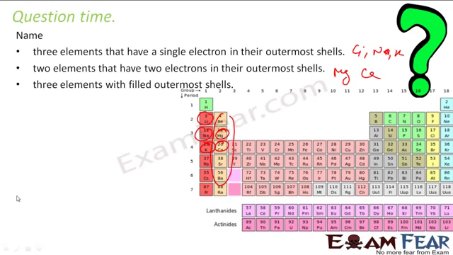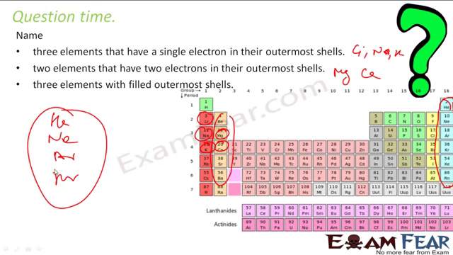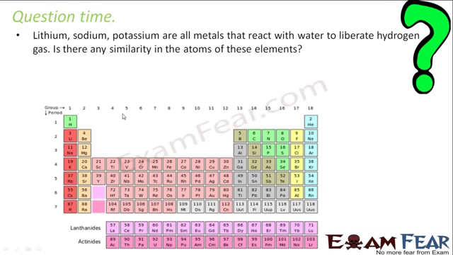Three elements filled with outermost electrons. So I know that these elements, the last ones, are filled with outermost electrons. So I can name these: helium, neon, argon, krypton. They are all elements whose outermost shells are filled. Very easy. If you have a periodic table in front of you, you can answer all these questions in a fraction of a second.